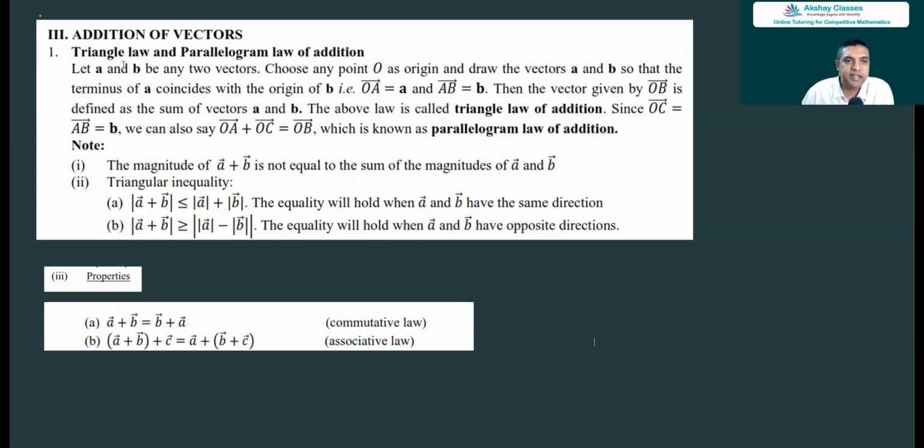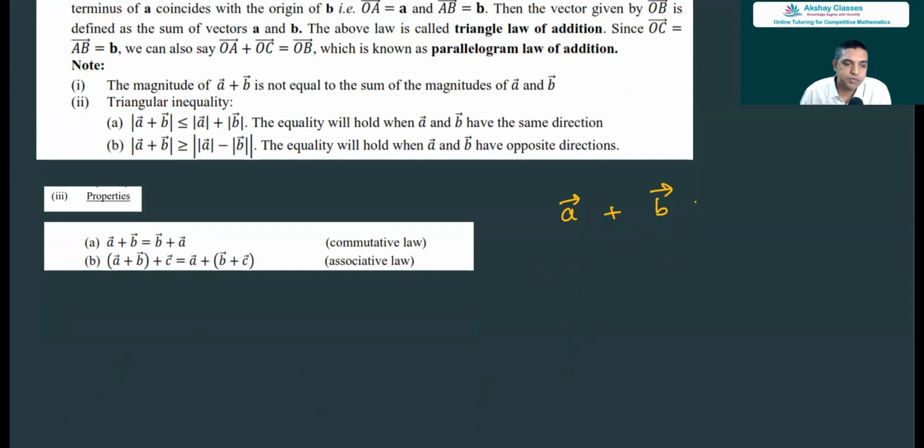So the triangular law: I have to add two vectors A and B. The triangular law says I take the vector A, and coincide the terminal point of vector A with the initial point of vector B. Then I complete the triangle by joining the initial point of vector A to the terminal point of vector B. This will be A plus B. Okay, this is A plus B.